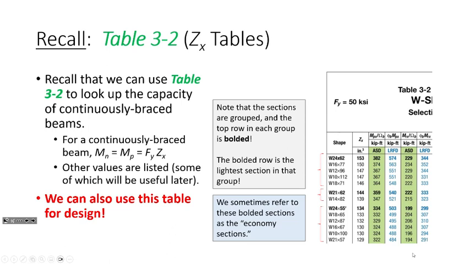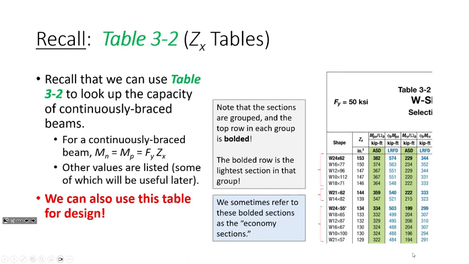Remember that the sections are listed in groups, and in every group, the top row is bolded. If we look at this top group on the screen, we have a 24 by 62, 16 by 77, 12 by 96, 10 by 112, 18 by 71. Of these five sections, the top one is the lightest. The 62 pounds per foot is lighter than all the others, but it also has the highest Zx of all these groups, so it is the most efficient from a bending standpoint.